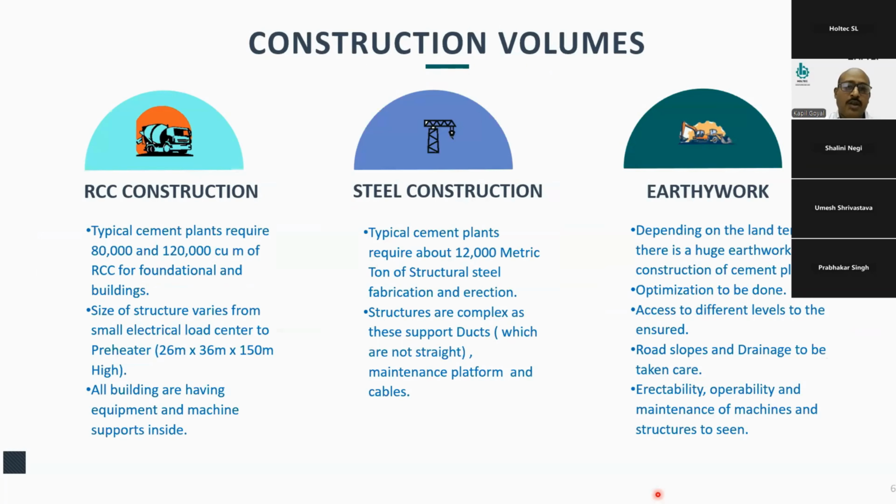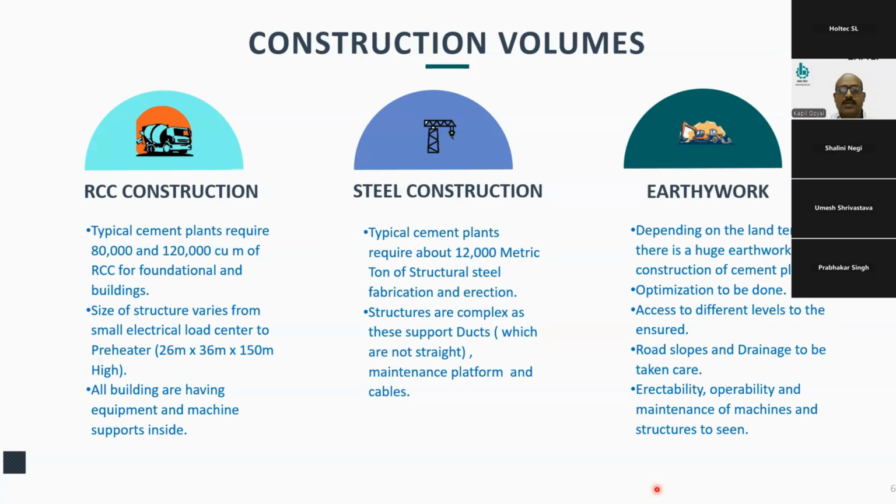Let us understand what is the volume of construction to be constructed in the cement plant. So there is RCC construction. The type of big cement plant these days we are manufacturing is consuming almost around 80,000 to 1,20,000 cubic meter of RCC, which is used in foundations and buildings. The size of structures varies from small electrical buildings, which are 2 to 3 story buildings, to preheater, which is almost 26 meter to 36 meter into 150 meter high. The buildings are having equipments and heavily loaded machines inside them.